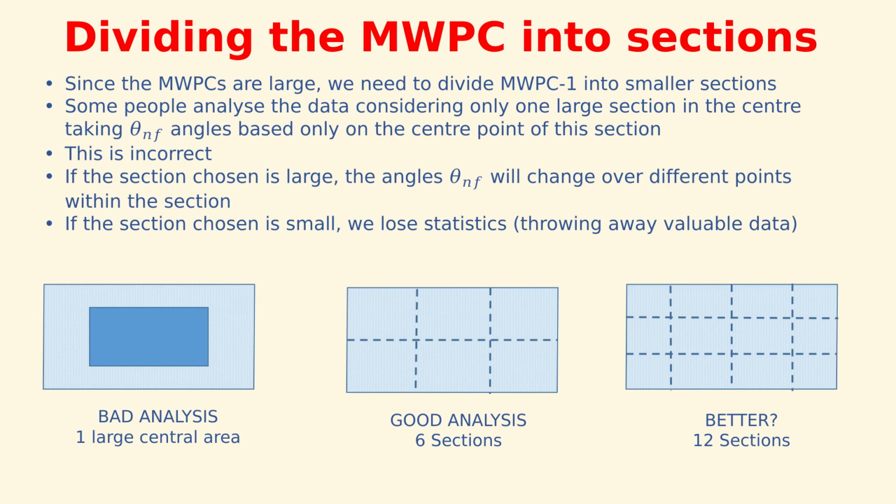Now this is bad. I will not only say bad, but it is very bad, because if you do that, you think that you are trying to restrict to one particular set of angles, which is a small cone, and with that you will get away with the analysis in a simplified manner, which is not true. If the section which you choose in the middle is large, then the angles theta nf1 and theta nf2 will change over different points within the section, leading to large errors in the moving source fit analysis.